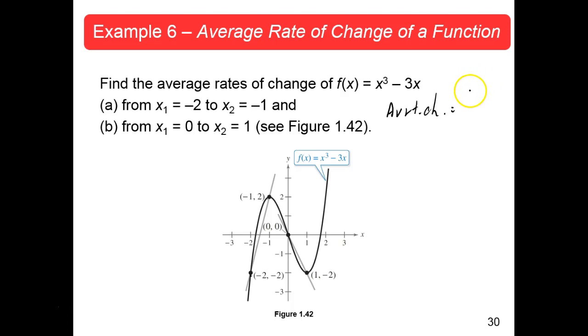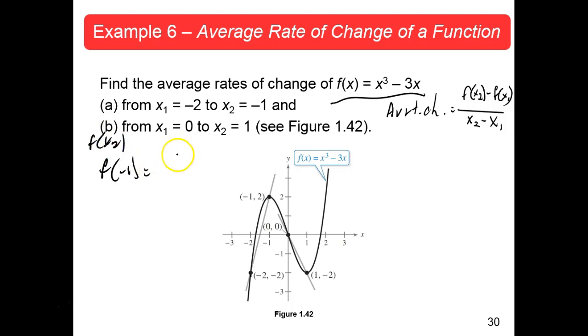Say again? f of x2 minus f of x1 divided by x2 minus x1. Okay. So the first thing I would do then is figure out what f of x2 is. Well, what's your x2? Negative 1. So instead of x here, we're going to plug in negative 1. So your f of negative 1 would be what? Here's your f function. What does f of negative 1 be? This is f of x2.